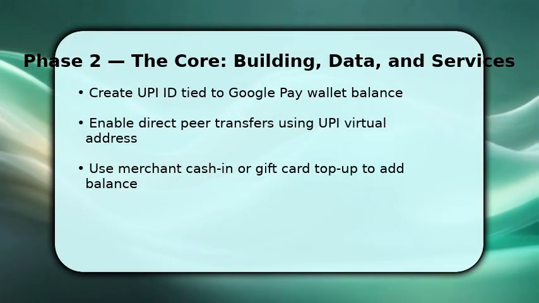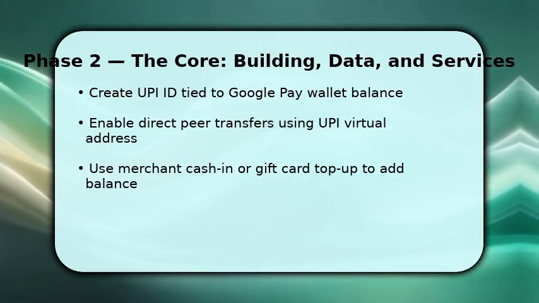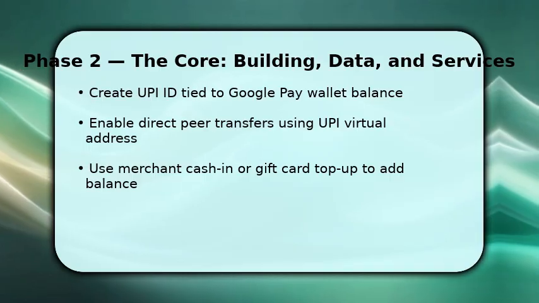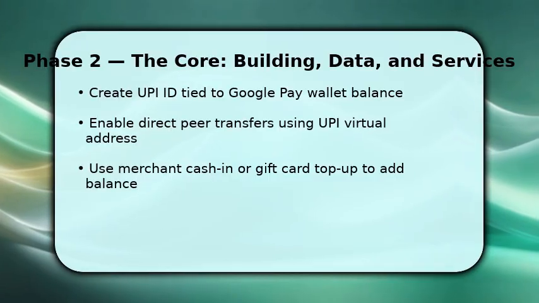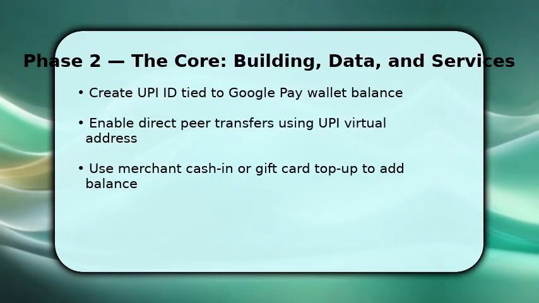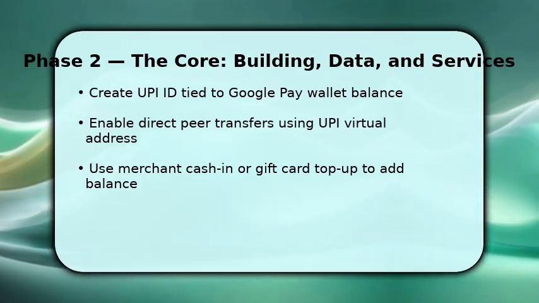First, create or share your UPI virtual ID so senders transfer money to your Google Pay balance. This works without a bank account if Google supports wallet balance in your region. Second, instruct contacts to send through peer-to-peer UPI or scan your QR code. You'll see money in-app instantly.